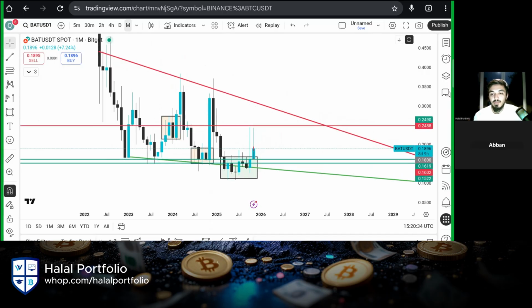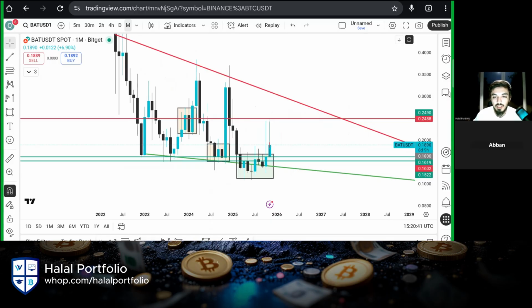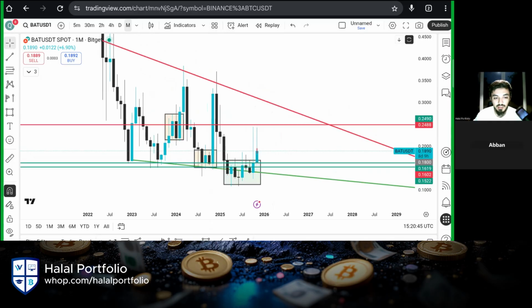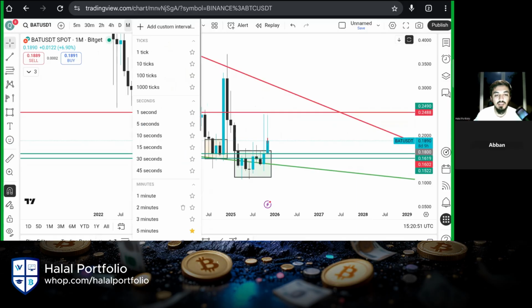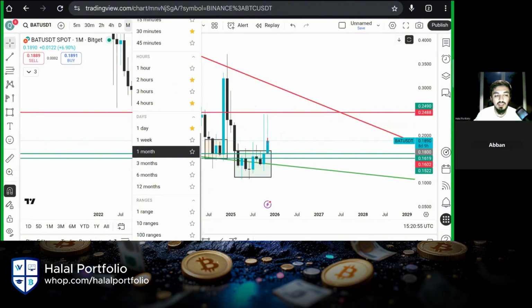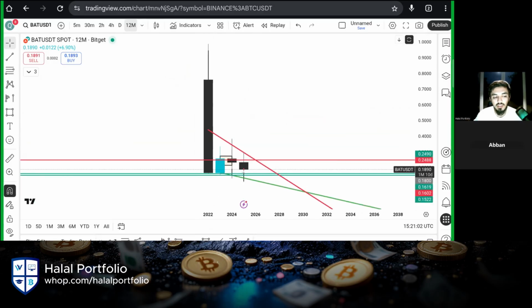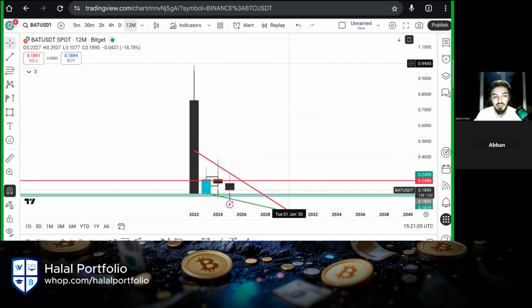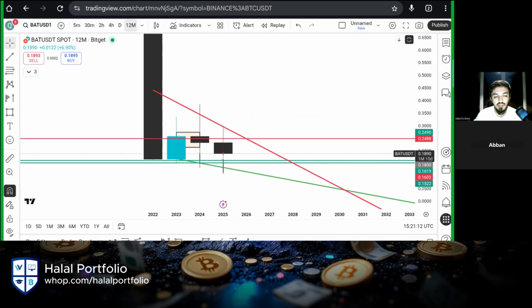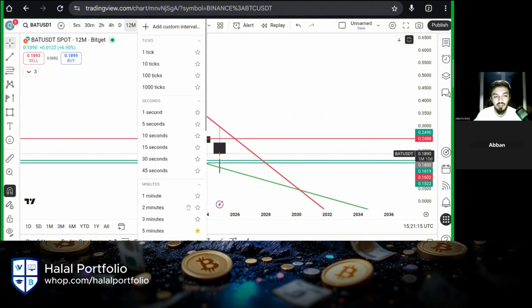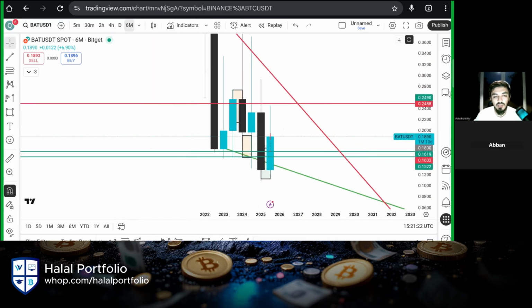So let's start. So this is Basic Attention Token. If you were in the group, I had shared this one setup, which I thought was basically in the demand zone from what I can see. So let's come to the yearly chart. Currently, as you can see, this is the drop down from all-time highs of almost $1. Then the yearly candles have been testing their lower support. So then we'll come back to the lower time frame, let's say 6 months. Then let's see the structure, what is happening here.